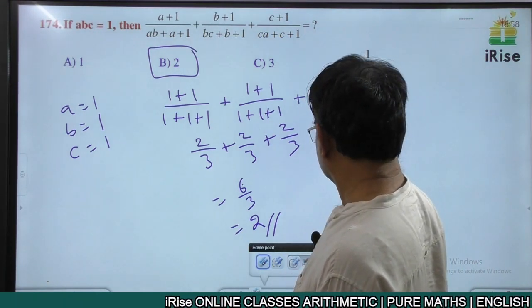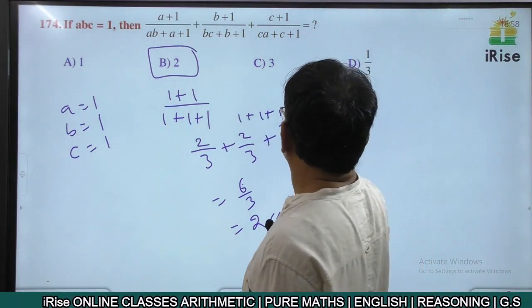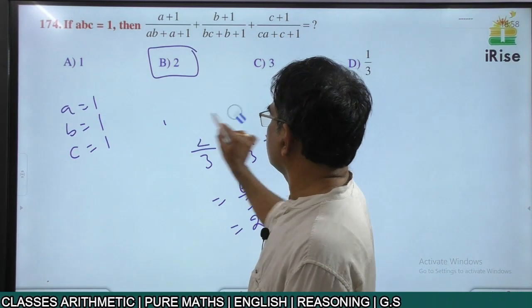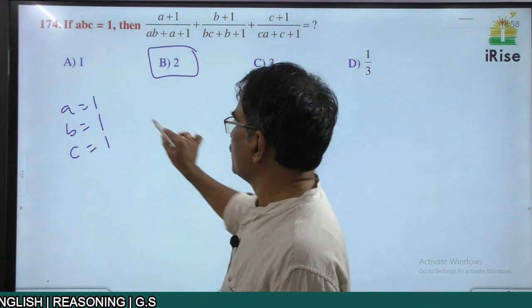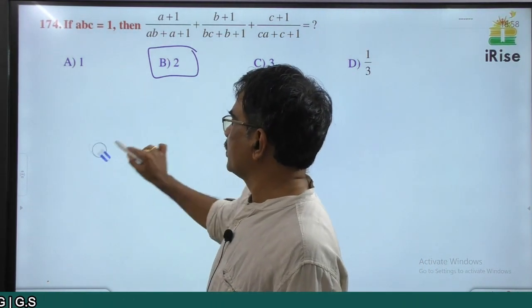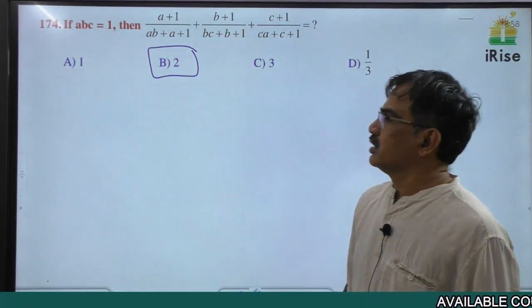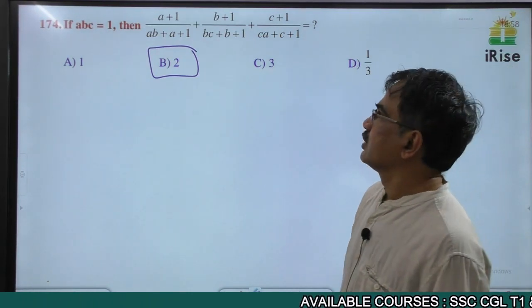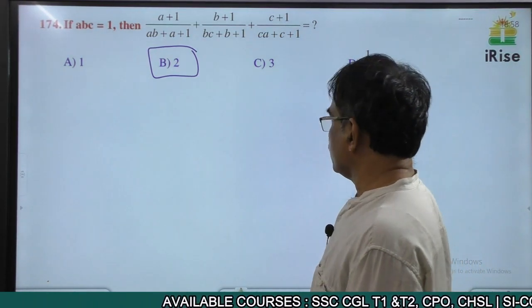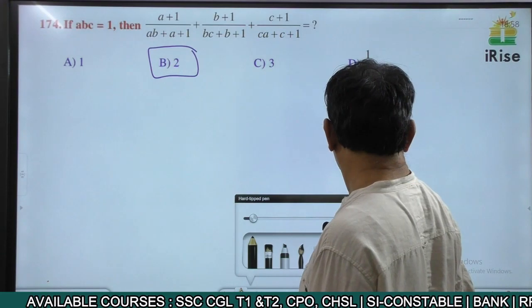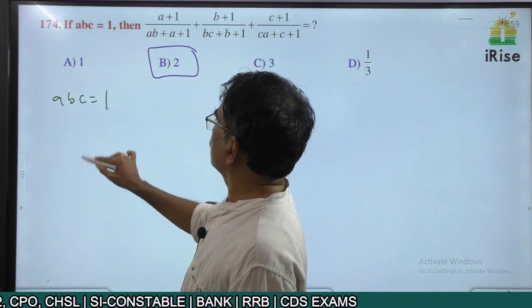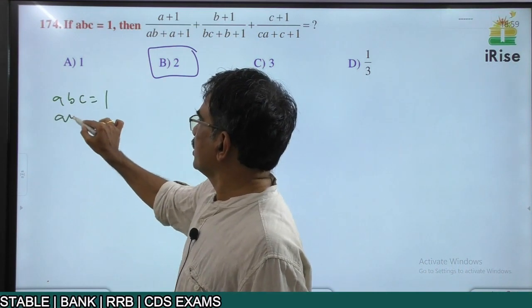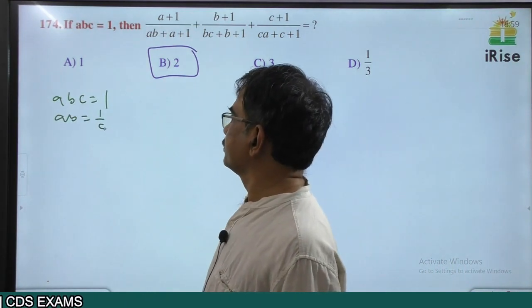See here. So conversion total, it is based on the conversions. Based on conversions, here ABC is given as 1. So what is AB? AB is equal to 1 by C.